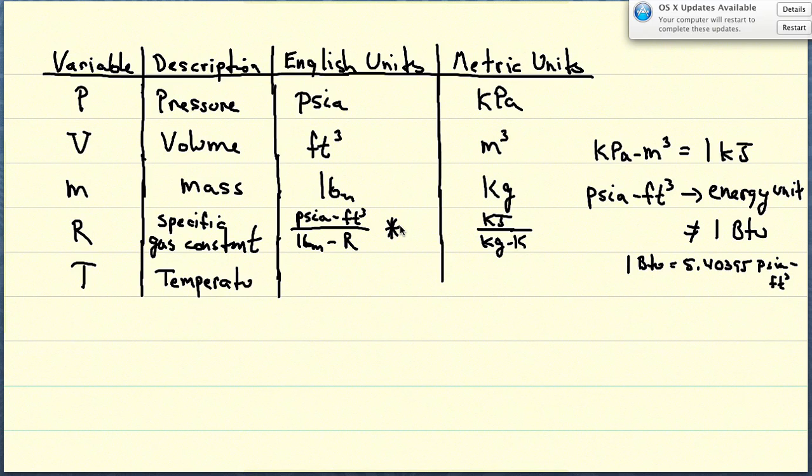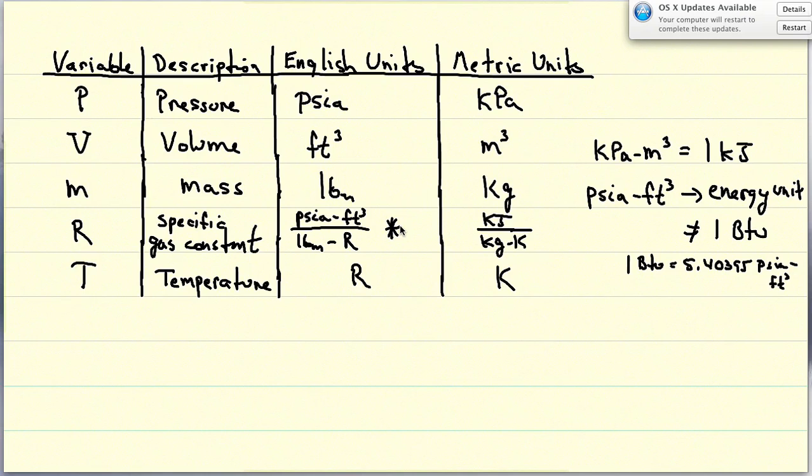Even though we like to think in terms of Celsius and Fahrenheit, that's going to run into problems if you use that in the ideal gas law. So in the English units, you'll want to use Rankine. That's the absolute unit for temperature, and then in the metric units, you'll want to use Kelvin.